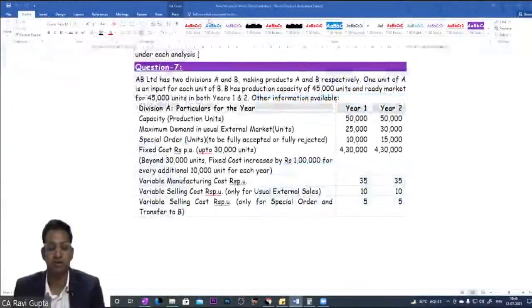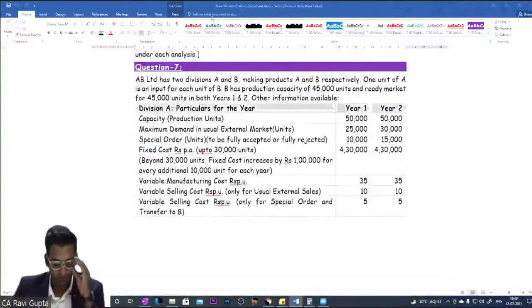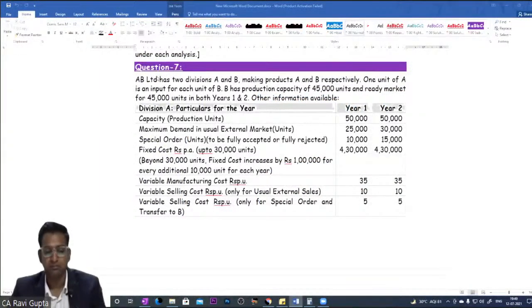Everyone come to question number 7. AB Limited has two divisions, A and B, making products A and B respectively. 1 unit of A is an input for each unit of B. B has the production capacity of 45,000 units and a ready market for 45,000 units in both year 1 and year 2. Other information is available.